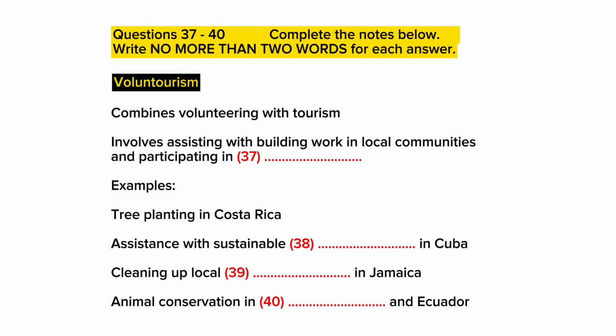Now, some of the work that voluntourists do also involves looking after endangered animals, like the Giant Panda Project in Japan, or the Animal Sanctuary Project in Ecuador. Now, this work doesn't just involve interacting with wildlife, but involves educating local people about the need to protect wildlife. Now, before we explore wildlife tourism in more detail, does anyone have any questions?